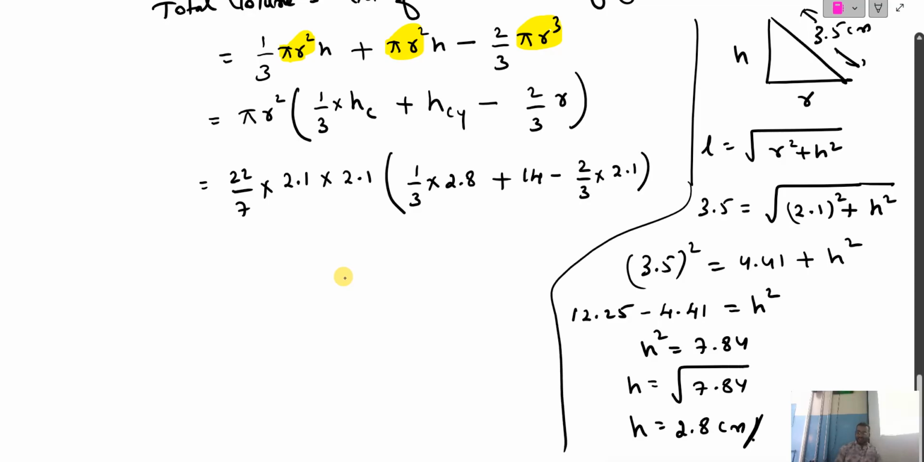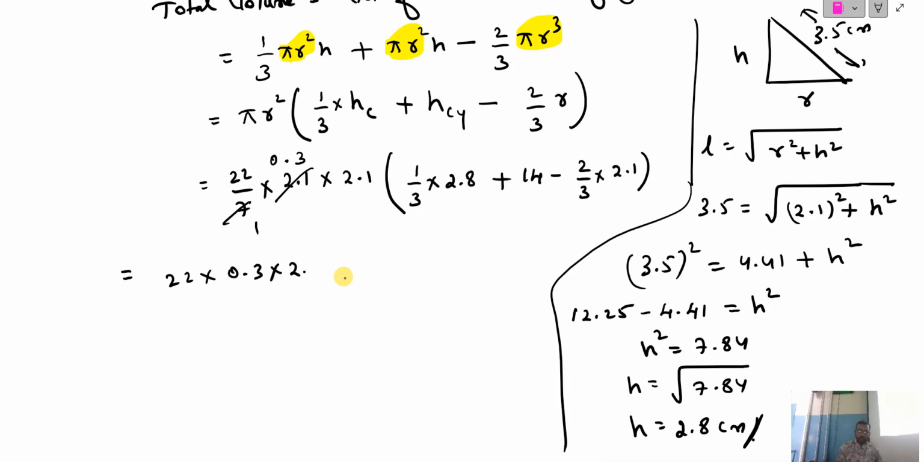Radius is 2.1. Now observe here. 7 ones are 7. Don't take it as 2.1, consider that as 21. 7 threes are 21. So before one digit, keep a point, take 0. Understood? So what is left is 22 into 0.3 into 2.1.